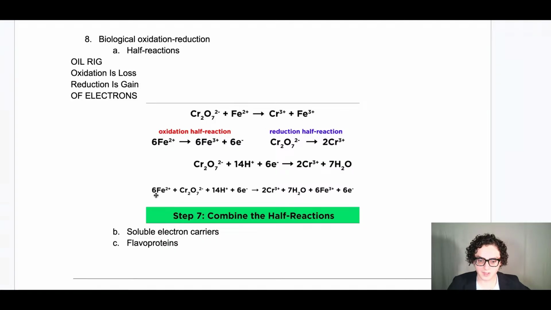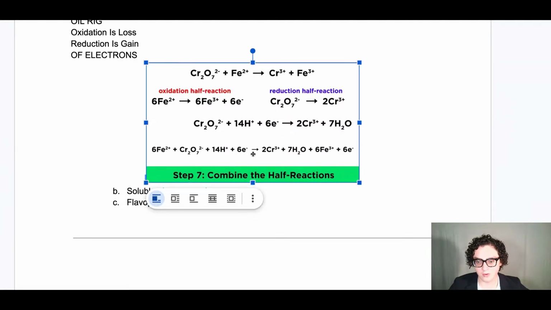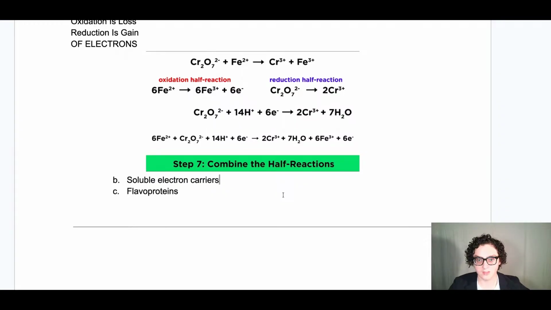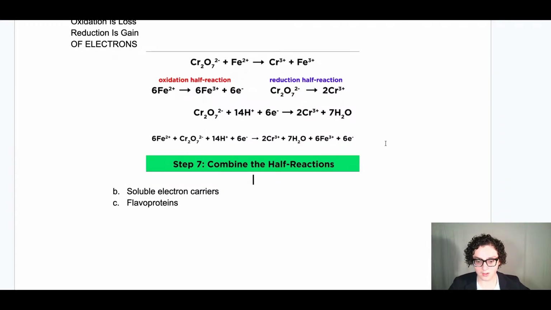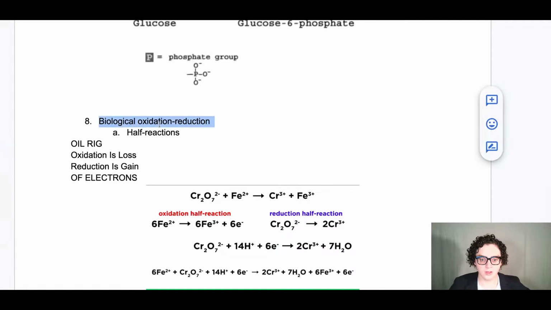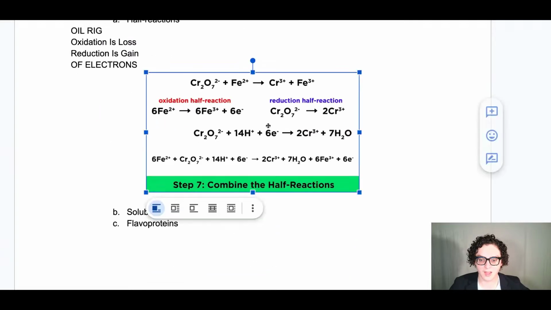Altogether, we have 6 Fe2+ plus Cr2O7 2- plus 14 protons, which is otherwise denoted as H+, plus 6 electrons, goes to 2 Cr3+ plus 7 H2O plus 6 Fe3+, plus 6 electrons. So taking the electrons on both sides, they balance out. And that is always the case in a chemical reaction. You never have a change in the total number of electrons. The electrons don't just go flying into space. They stay in the reaction. Okay, so these are the half reactions in general.